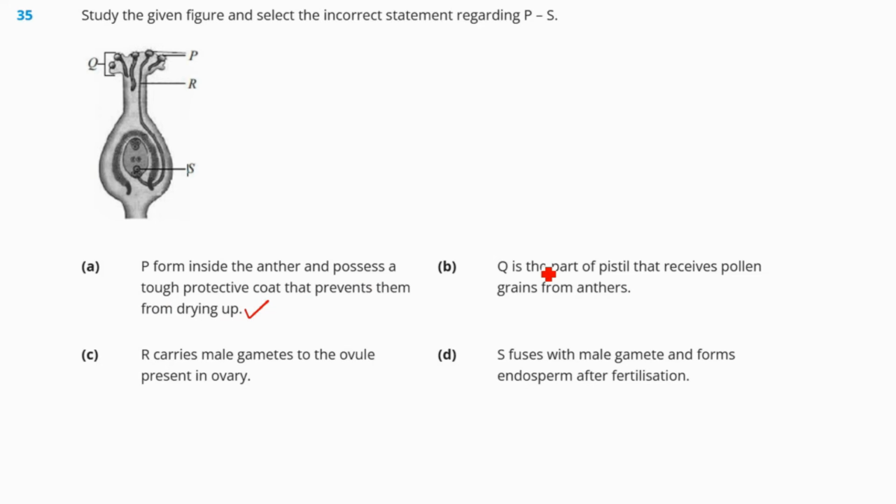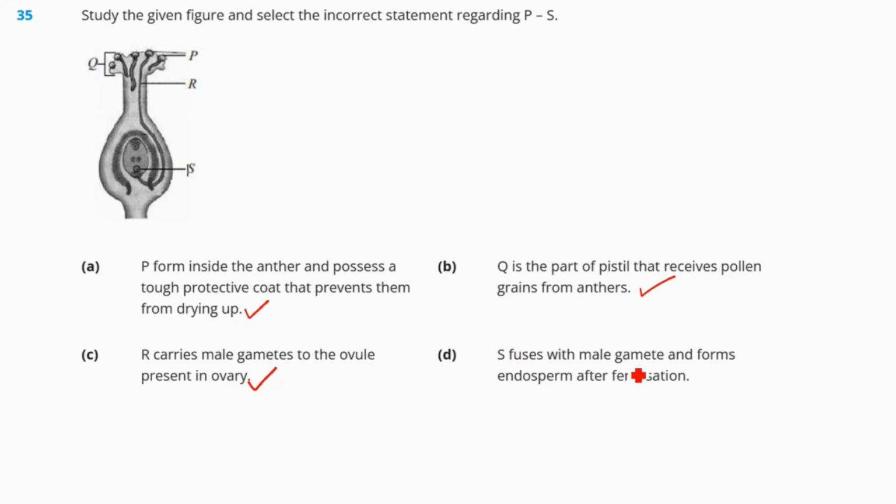Q is the part of the pistil that receives pollen grains from the anther. Yes, this is correct because this is the female part of the flower that receives the pollens from the anther. This is a correct statement. R carries male gamete to the ovule present in the ovary. So R is the pollen tube that is created from the pollens to the ovary, and through this pollen tube the male gametes get transferred to the ovary. This is also a correct statement.